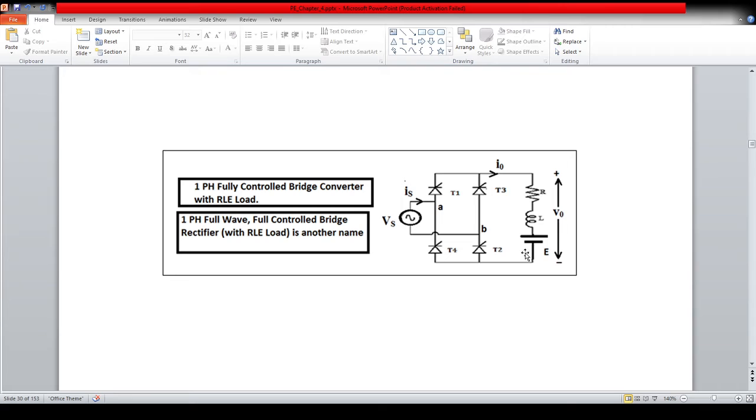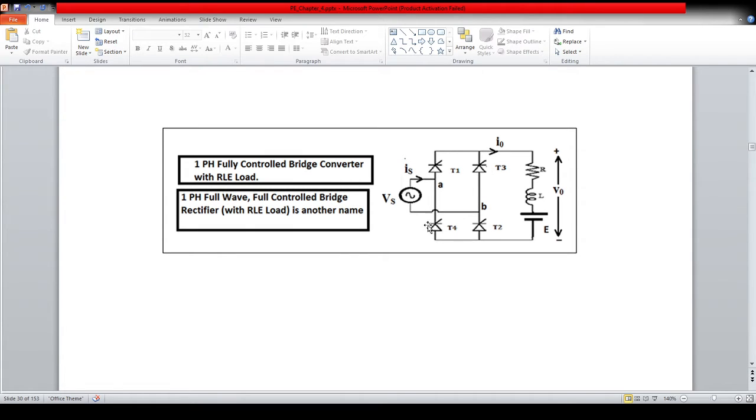RLE load means this is similar to a separately excited DC motor. E is like back EMF and these are the winding resistance and inductances. Now let us see the operation. During positive half cycle, this will be positive, this will be negative. So T1 and T2 can be fired. During negative half cycle, T3 and T4 can be fired.